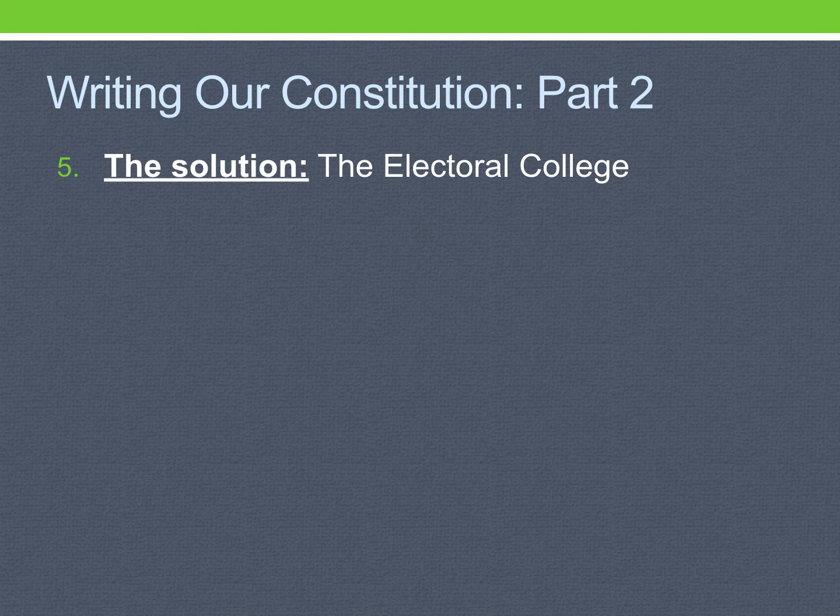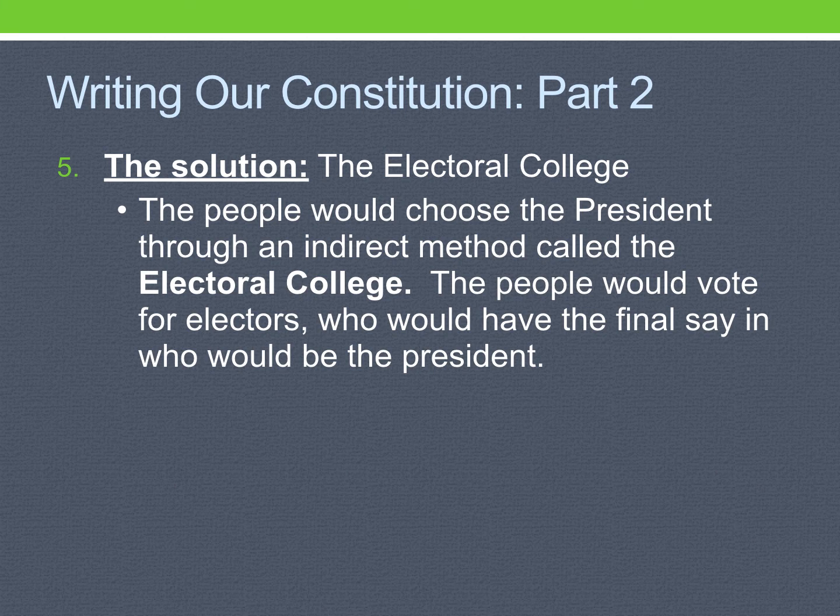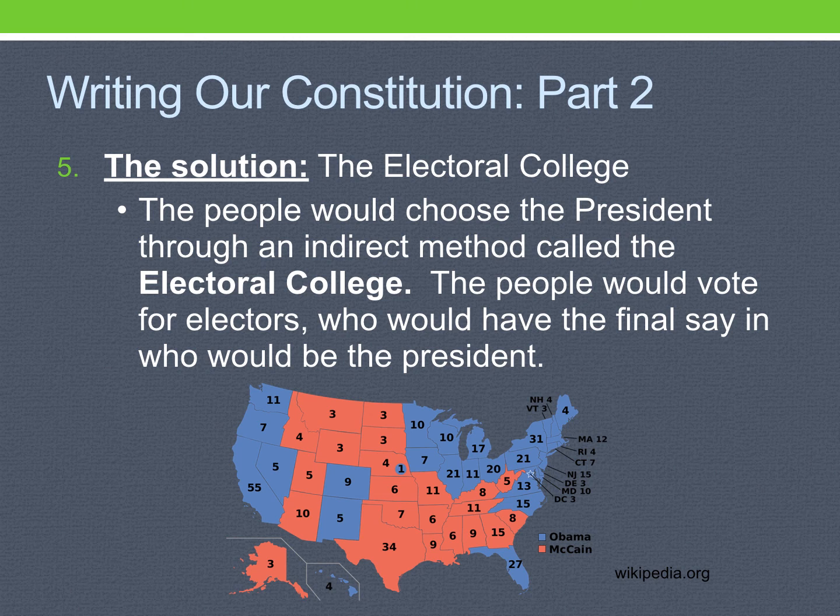The solution was the Electoral College. They said the people will pick the president, but they won't pick the president directly. Instead, we'll use this indirect method called the Electoral College. The people will get to vote for electors, and the electors will be the ones who get the final say in who the president's going to be. Which is why today we see maps like this every time there's a presidential election. We see red states and blue states, and we see numbers on there that represent the number of electors that each state gets.